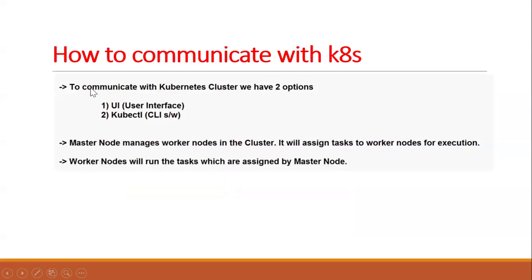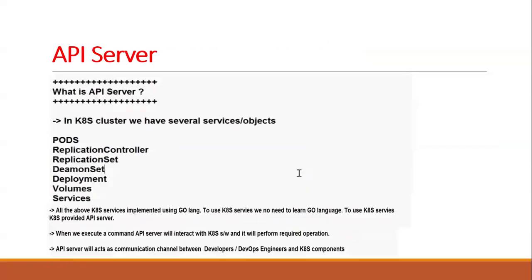To communicate with the Kubernetes cluster, we have two options: one is the UI, another is kubectl. The master node manages the worker nodes in the cluster. It will assign tasks to the worker nodes for execution. The worker nodes will run the tasks assigned by the master node.